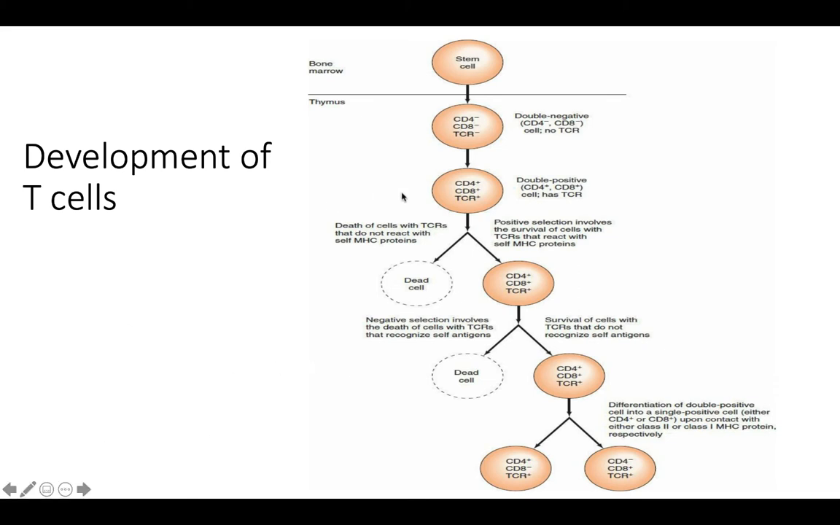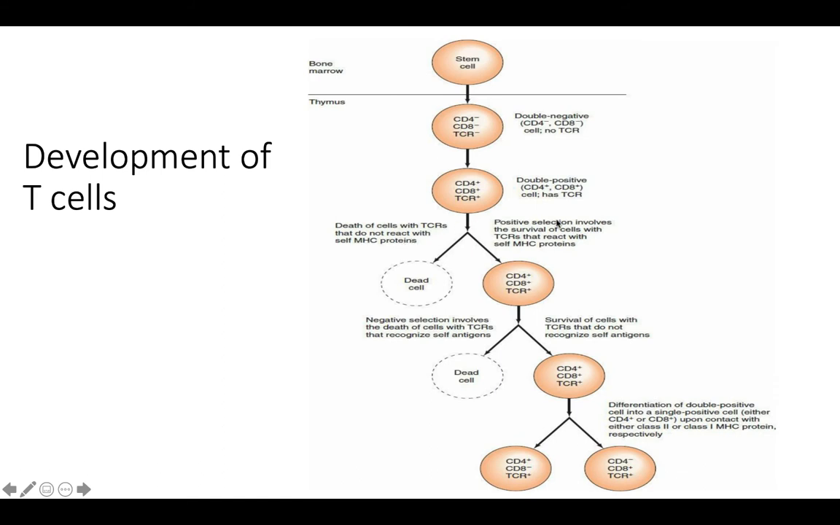فهاي أول وحدة stem cell دخلت ما عندها ولا شيء، لا CD4 ولا CD8 ولا T cell receptor. بتبلش تشتغل على T cell receptor تعمله، بتعمل CD4 وCD8. هلا بهذا يصير double positive and then has the T cell receptor. هلا بيحكي لك death of cells with T cell receptor that do not react with self MHC proteins. شو يعني هذا؟ أول signal.